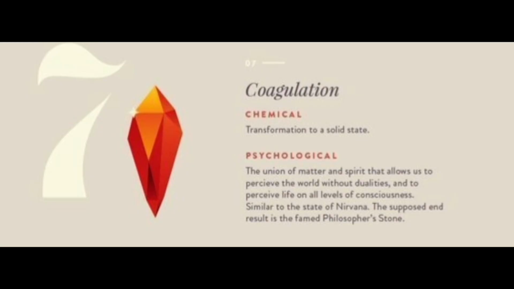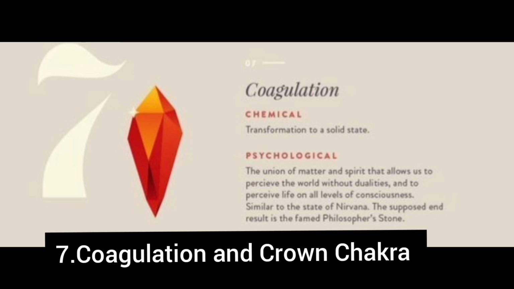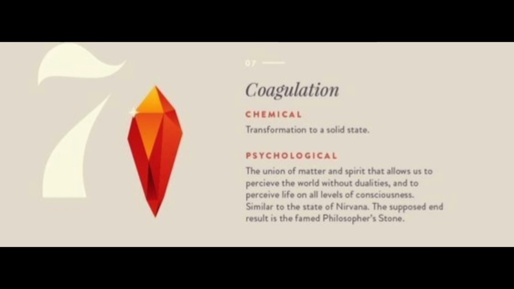Now we reach the final, seventh stage, the coagulation stage. Coagulation is the phase when there is transformation to a solid state which is much clearer and purer, to create something magnificent like the philosopher's stone. Psychologically, this is a phase when there is a union of matter and spirit. Now, the energies are perfectly balanced and harmonious. This allows the being to perceive the world without any duality, and this is a state of pure nirvana or moksha.